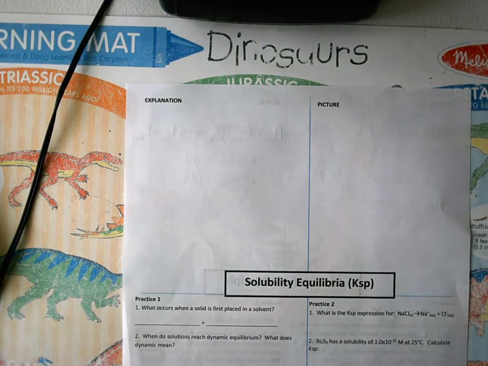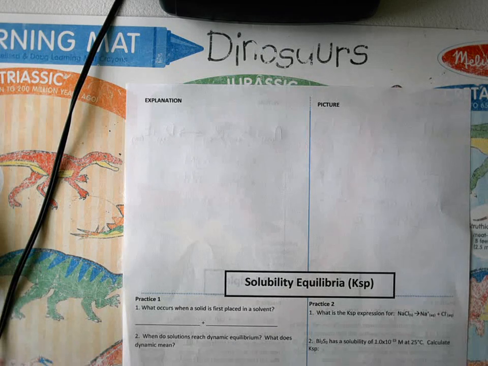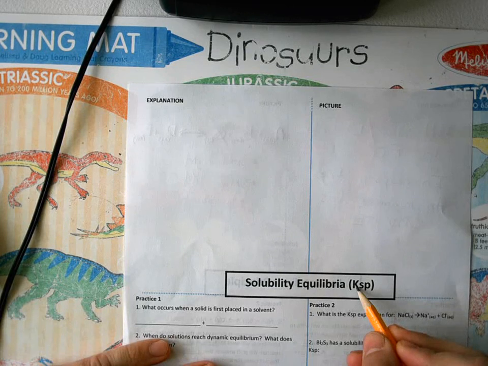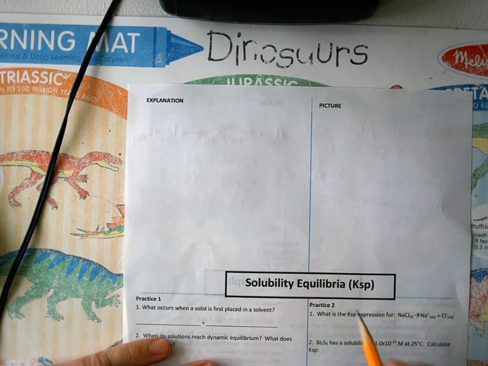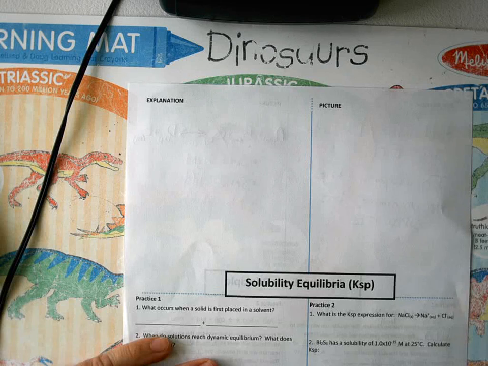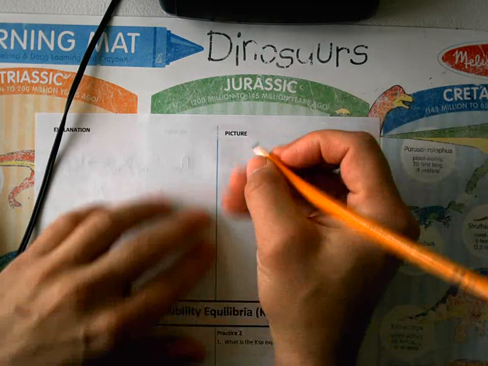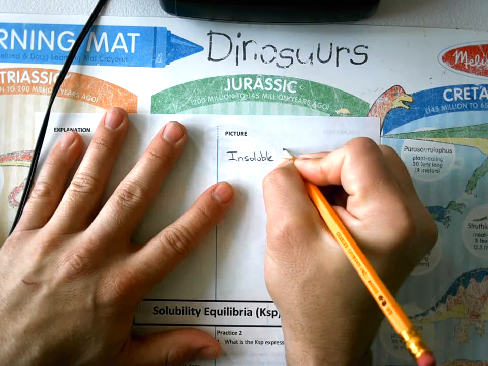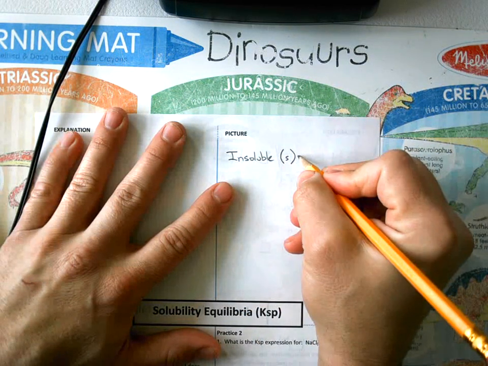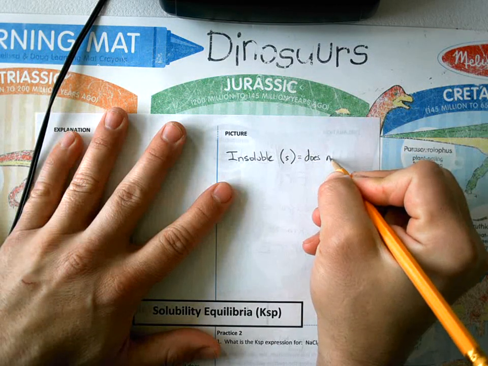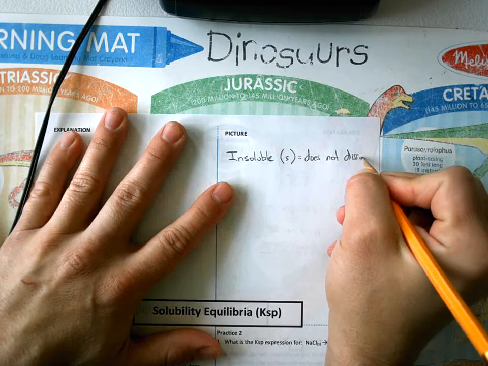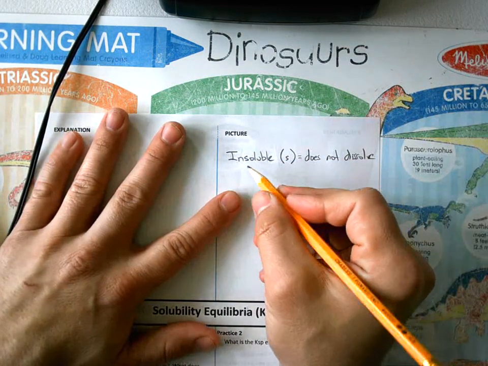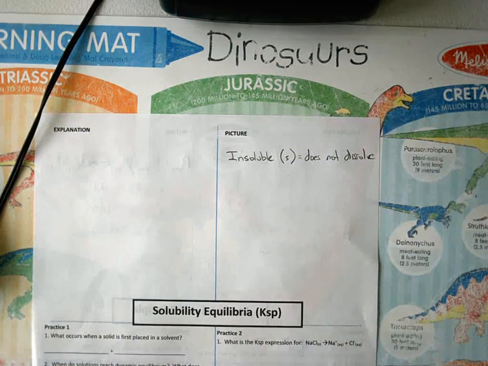Okay, our second concept today that we're going to discuss is the concept of Ksp, which applies to or refers to solubility equilibriums or solubility equilibria. So earlier in the year, we said that when something is insoluble, when it stays as a solid in solution, it does not dissolve. I know this is going in the picture section, but now we said when things are soluble, they do dissolve.